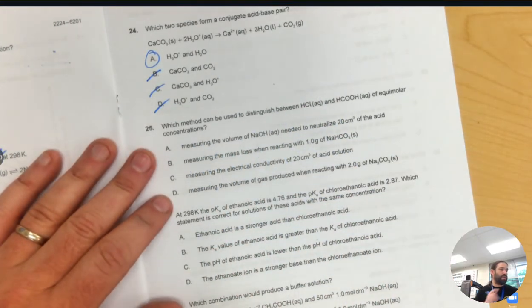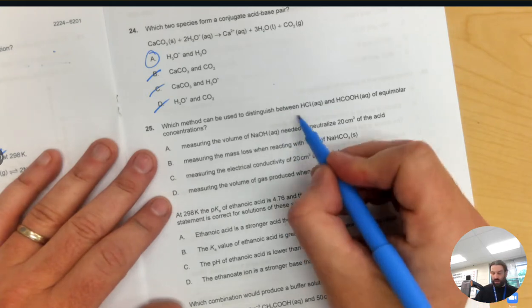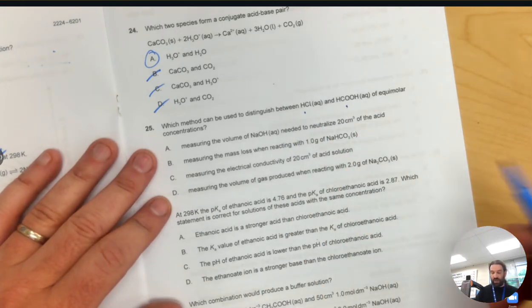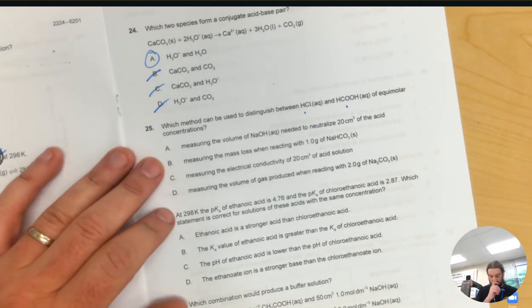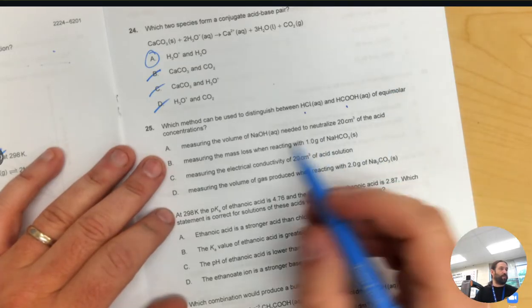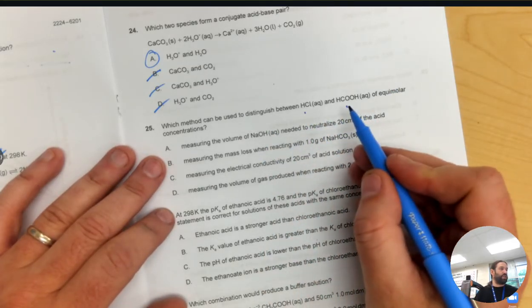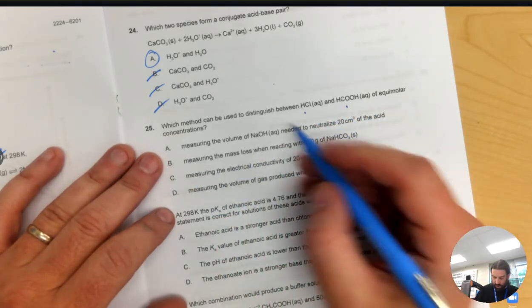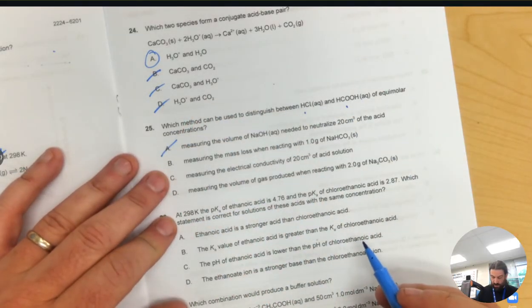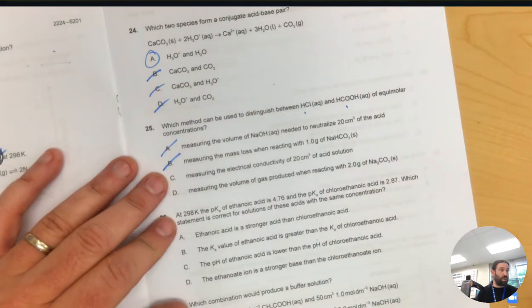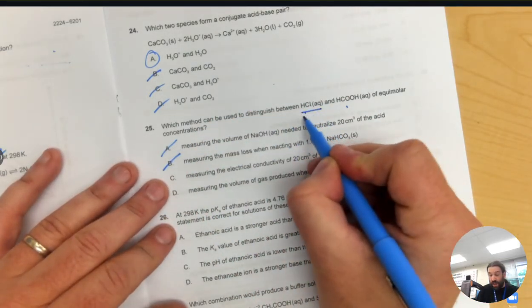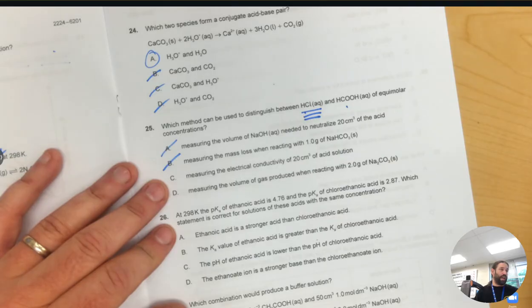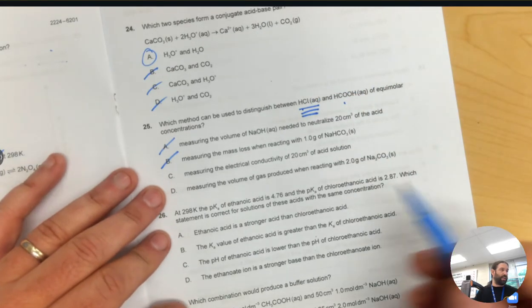Which method can be used to distinguish between HCl, a strong acid, and methanoic acid, a weak acid, of equal concentrations? Well, remember, if they're equal concentrations, that means they're going to produce the same amount of stuff. So measuring the volume, no, the volume would be the same. Measuring the mass loss, well, no, the total mass loss would be the same. It would happen faster with the strong acid, but you'd still get the same amount at the end.